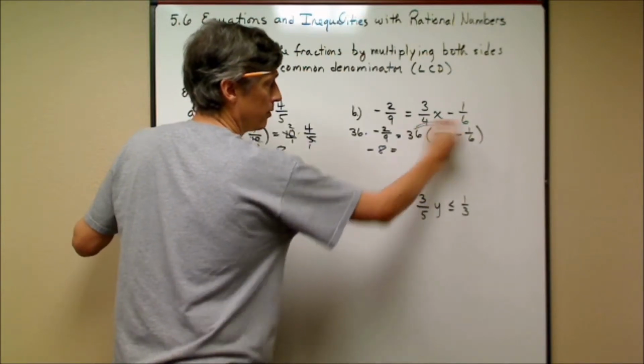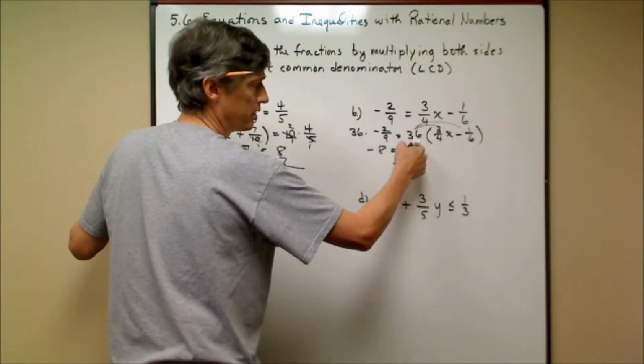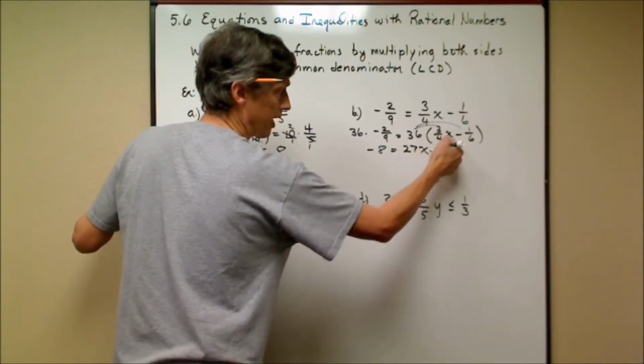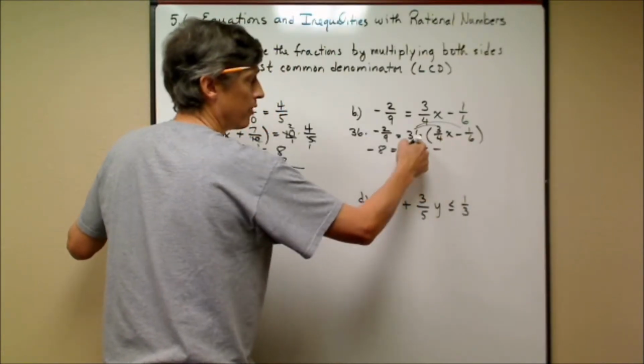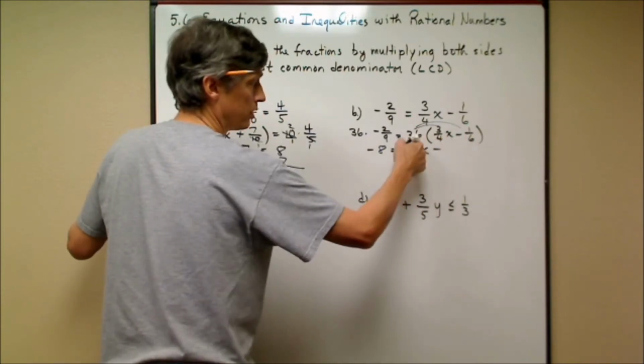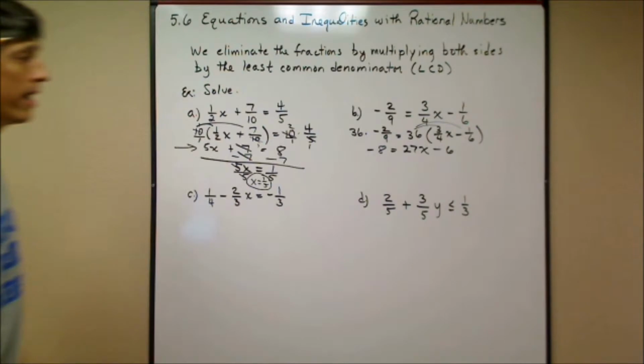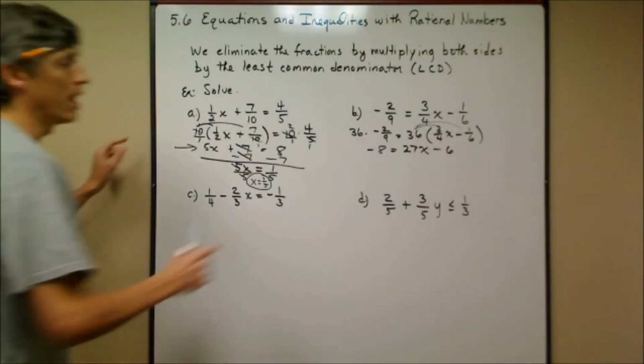I have to distribute. 4 goes into 36 9 times. 9 times 3 is 27, so this is 27x minus 36 times 1/6. 6 goes into 36 6 times. 6 times 1 is 6. And I have no more fractions.